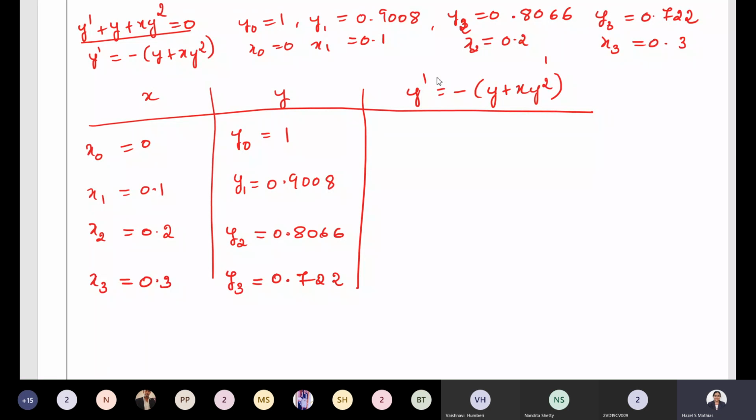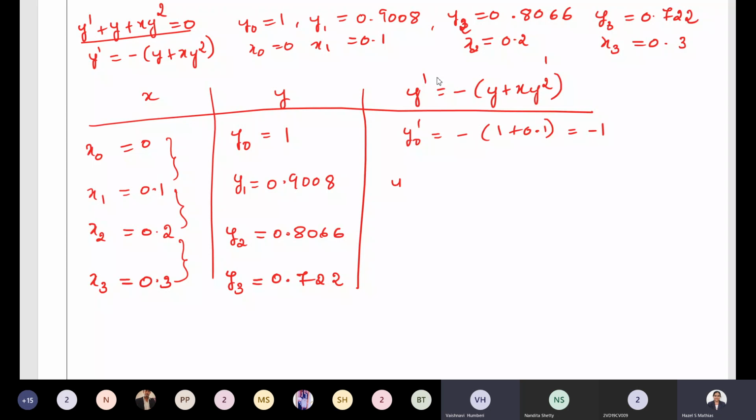These are a set of 4 predetermined values for equally spaced values of x. You need to check this here. They are equally spaced because the difference between them is 0.1. So we have this set of data which is given to us. Now we need to find the values of y0 dash, y1 dash, y2 dash and y3 dash. So what is y0 dash? It was minus of y. Y value is the first value, it is 1 plus 0 into 1. So it will be minus 1. Correct?